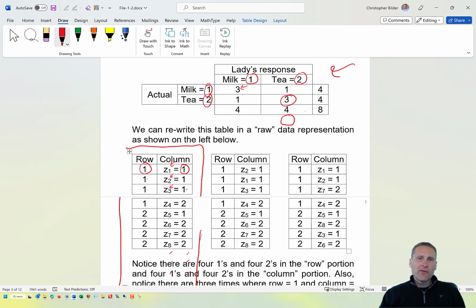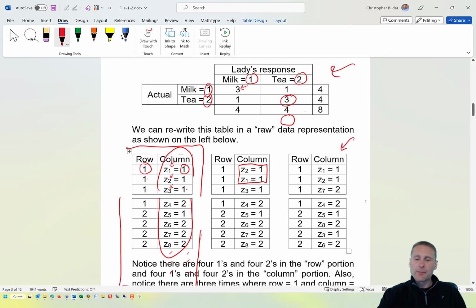Now, if we had independence between the row variable and the column variable, what that would say is that these column responses could fall into any order relative to what we have for the row responses. Perhaps, for example, we simply change Z1 and Z2. This will lead to the same contingency table, but under independence, essentially every possible permutation of these column numbers would be equally likely.